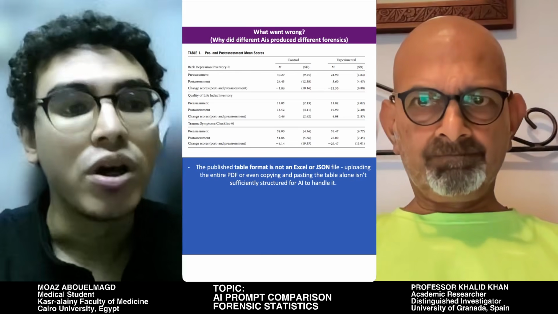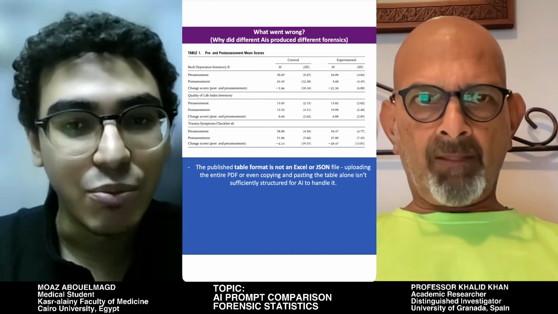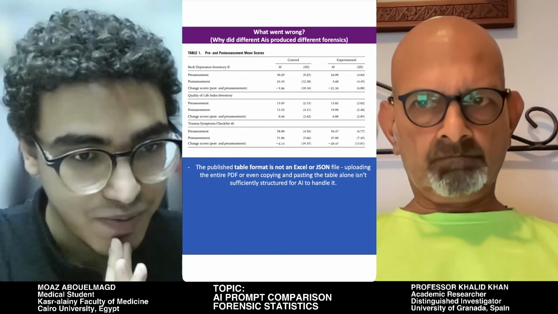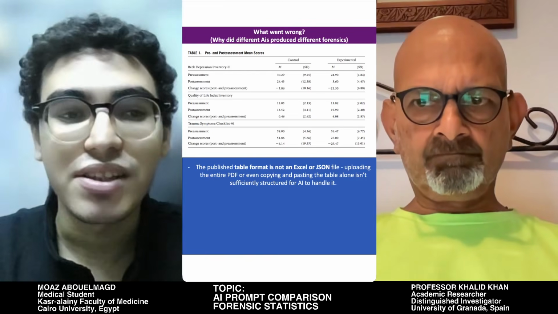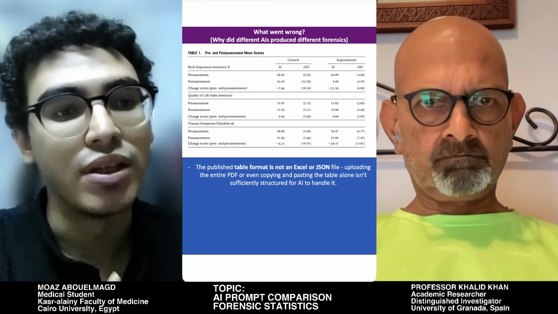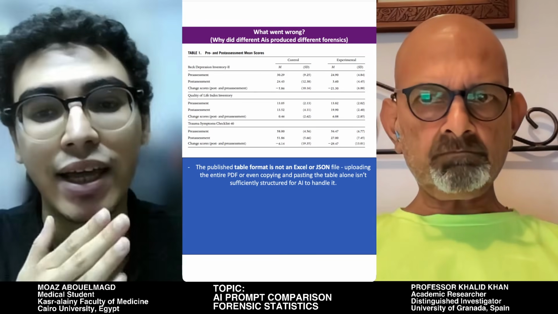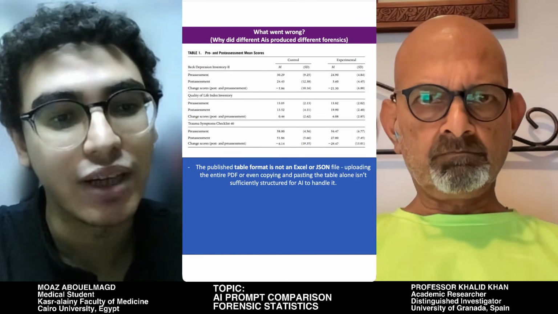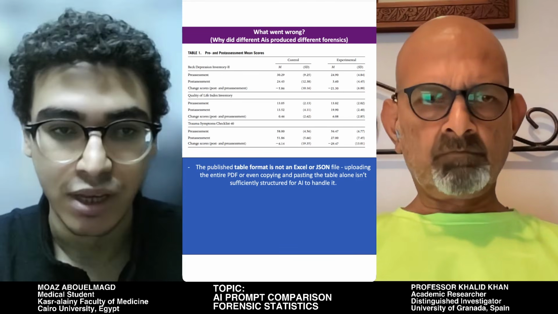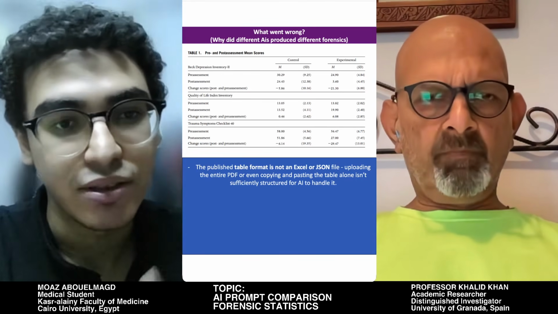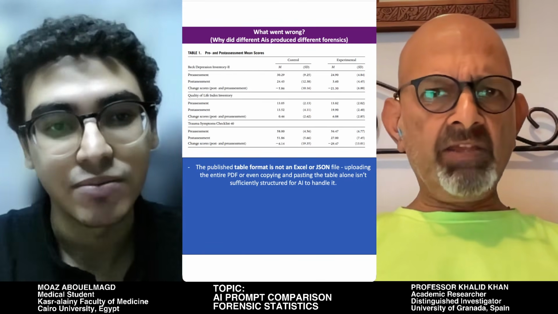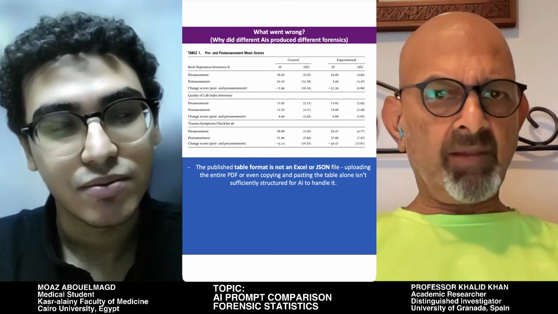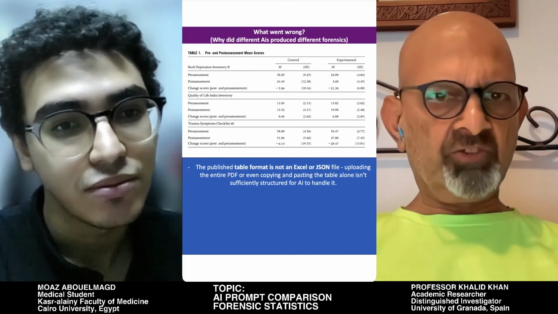So what went wrong? Why did different AI models produce different forensics? Okay, this is mainly based on how many tokens it took and the table format, or the input format, that you provide to these AI models. The table format was not optimal. Basically, the AI is not always able to read the tables as reported in published papers.